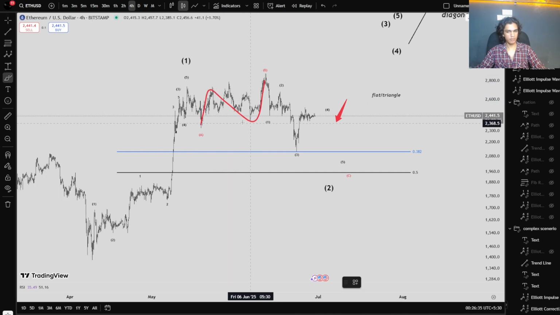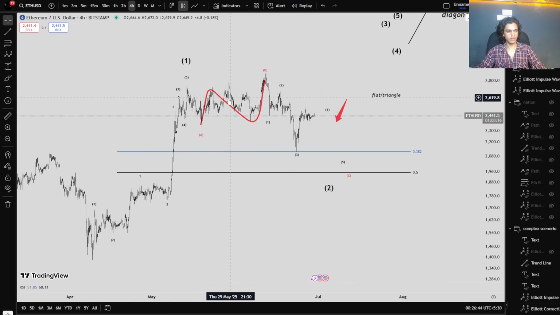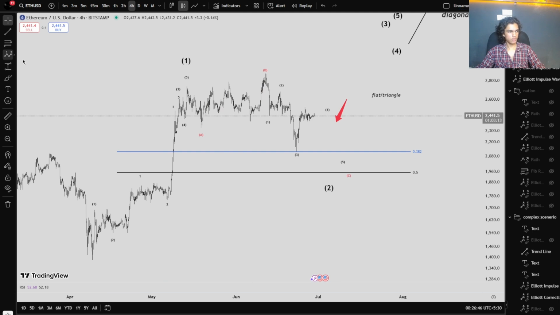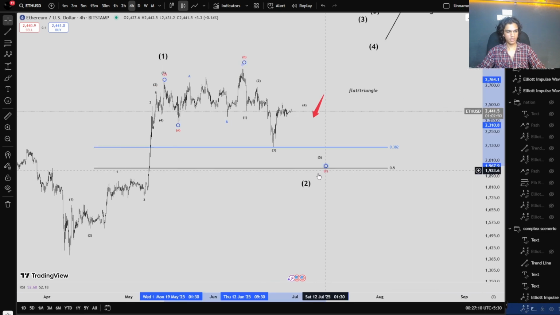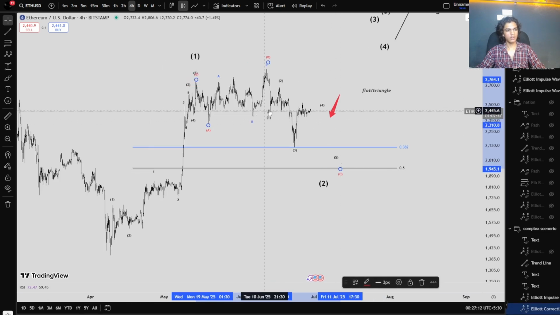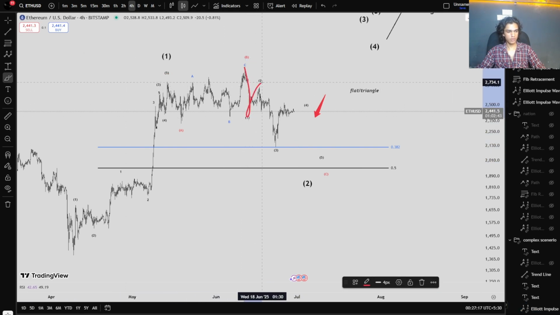So here we have a B wave, A B C. Here the B wave can be any pattern. So we have A, B and C, and we have another flat going inside that. So this is also a correction wave here, A B C. So B wave, and then the C wave, which should be either an impulse or a diagonal here. So we completed waves 1, 2, 3 and 4, 5.